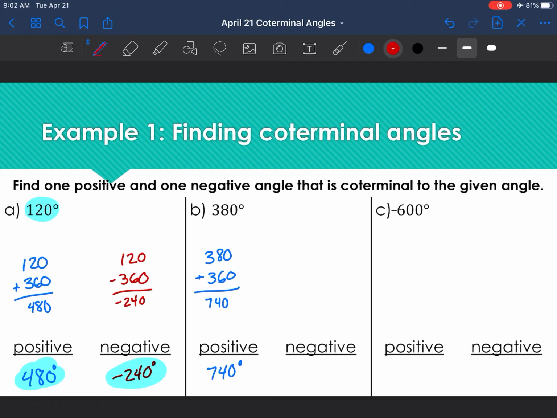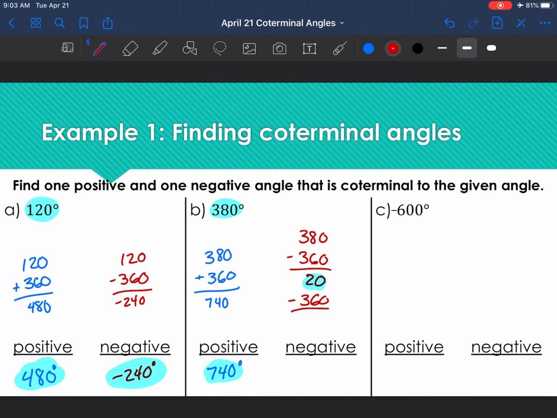And then to find a negative, I will take the 380 and I will minus 360 like before. And then I get 20. Now, here's the issue. 20 is not a negative degree measure. While 20 degrees does look like a 380, and it does look like a 740, that's not a negative angle. So I need to take the 20 and subtract 360 again.